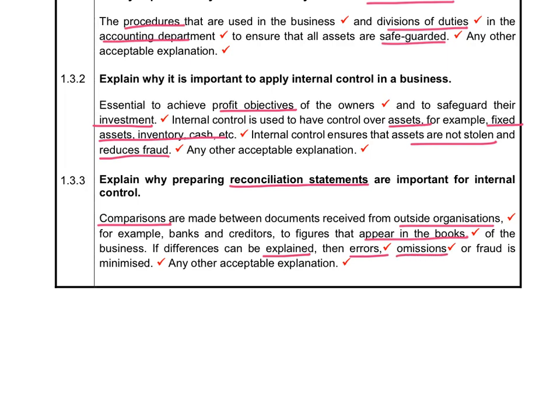Or there's fraud, and this will cause fraud to be minimized. If you can't explain these differences, it means that you have to go and do investigation and determine why there are differences between our books and the creditors, or why there are differences between our bank and the bank statement. And if you can't determine what is the reason, then you must look at the possibility of fraud. So if you can explain these differences, it will minimize the fraud in the business.